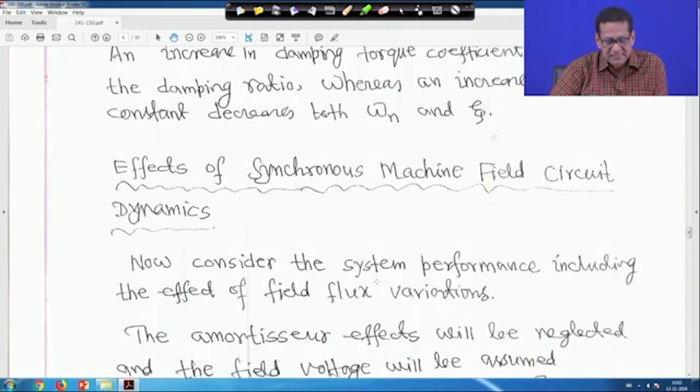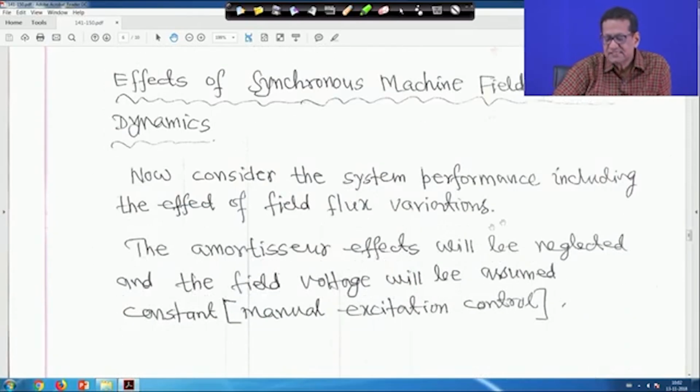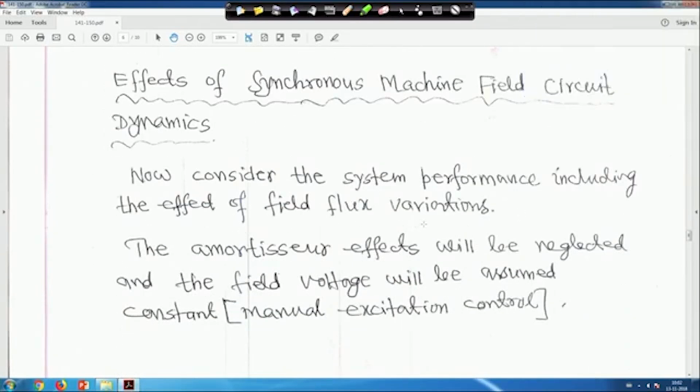Now consider the system performance including the effect of field flux variation, that is, the effect of synchronous machine field circuit dynamics. All the equations for the field circuit have been developed before. I cannot go back again and again to those equations which I left much earlier. So whenever you listen to this lecture, just open those notes, which you get every week, and keep them in front of you. Then things will be easier.